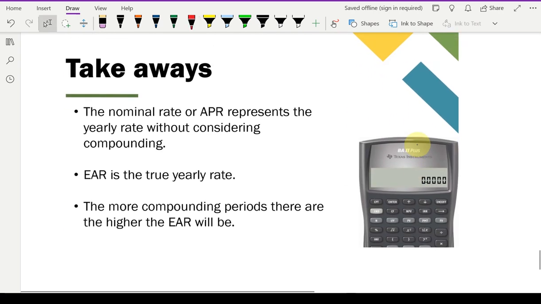Oh, just my quick takeaways. So the nominal rate, or APR, represents the yearly rate without considering compounding. I told you that at the beginning. The effective annual rate is the true yearly rate. And don't forget that the more compounding periods there are, the higher the effective annual rate will be.